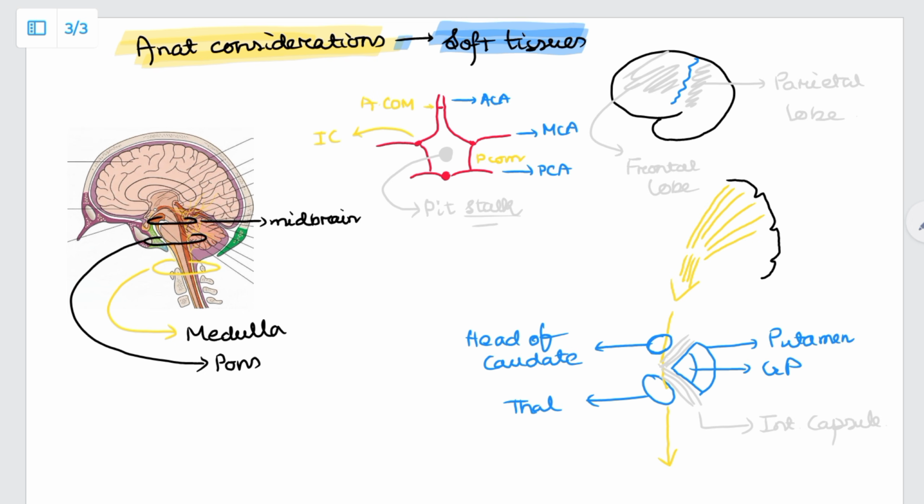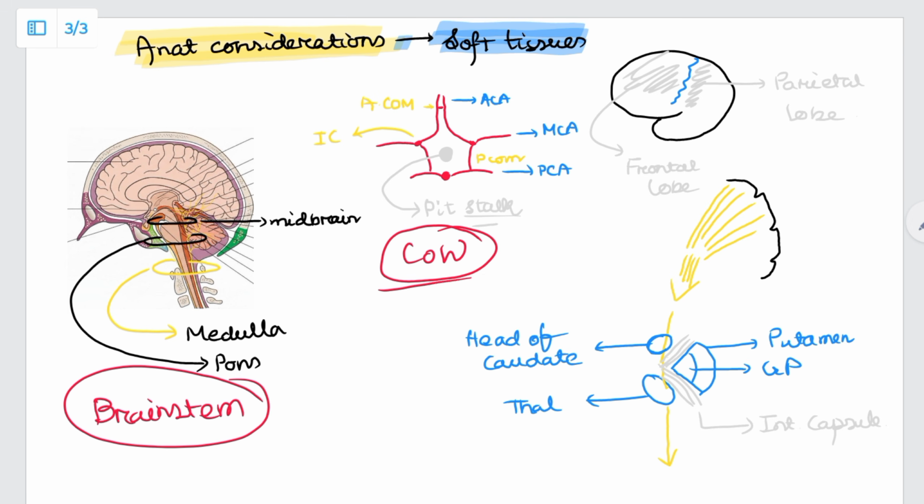So now you remember those 4 points while reading an NCCT brain plate. We have simplified those things. So remember the structure of the brain stem, the circle of Willis with the pituitary stalk at the center of it, the central sulcus that divides the brain into frontal and parietal lobe, and lastly the internal capsule.